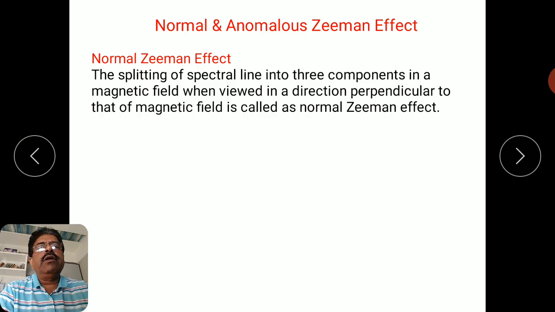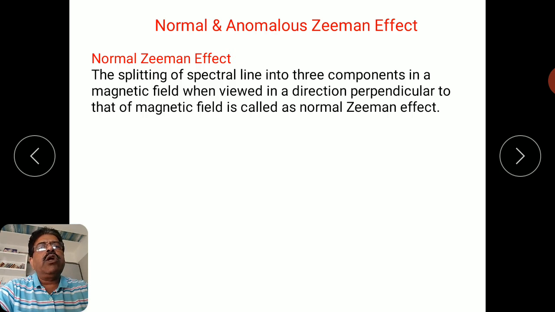So that is the experimental arrangement of the Zeeman effect, how one can observe the Zeeman effect in the longitudinal direction, how one can observe it in the transverse direction, and the features of the observed lines that I have just mentioned. Now, there are two types of Zeeman effect. What are these types? One is called the normal Zeeman effect and the other is called the anomalous Zeeman effect.